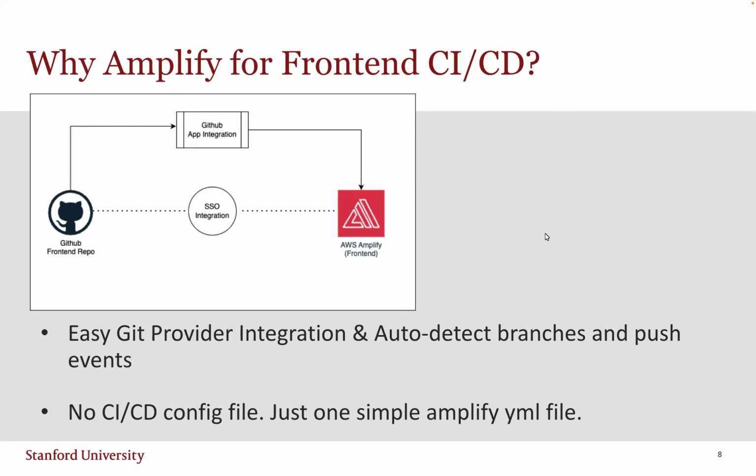And also there's no CI/CD config file at all. When you write a CI/CD script for GitHub or GitLab, you have to start with checking out that specific repo, and then build, and then deploy artifacts, storage, and things like that. Here, we don't have to do any of that. It's just one simple Amplify YAML file that defines the build command, and that's it.